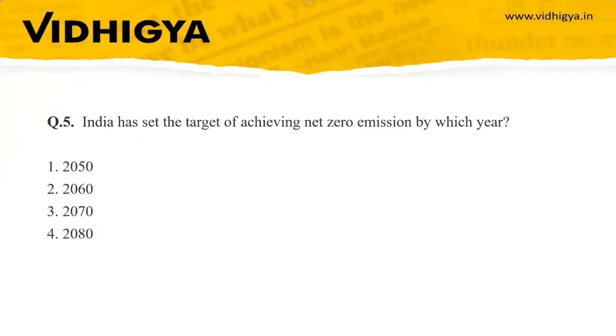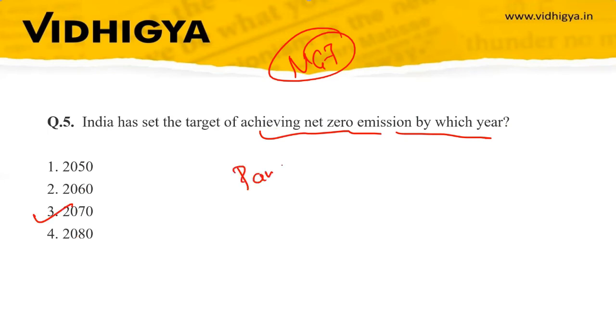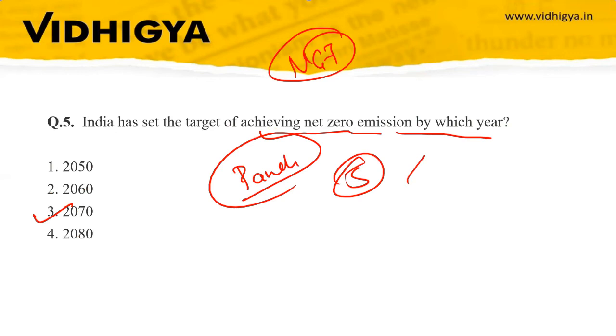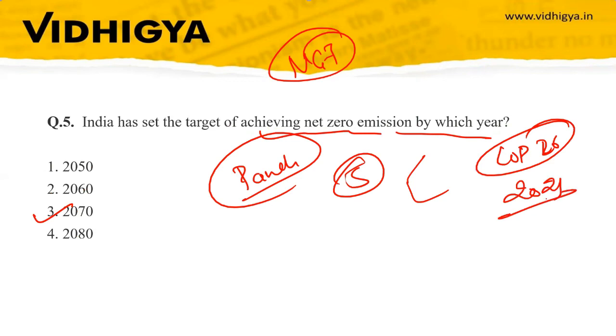Since we are talking about National Green Tribunal, we need to remember such questions. India has set the target of achieving net zero emission by which year? Your options are 2050, 2060, 2070, 2080. The correct option is 2070. We have discussed in one of the sessions about Panchamrit, the 5 targets that the Indian government announced at COP 26, which happened in 2021. You have to remember these things. Go and read about the Panchamrit targets also.